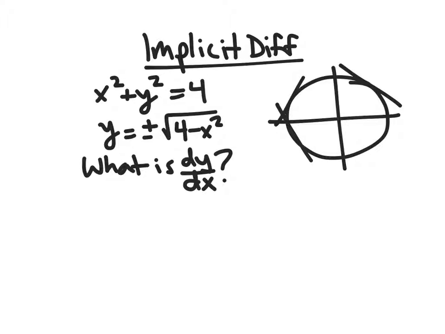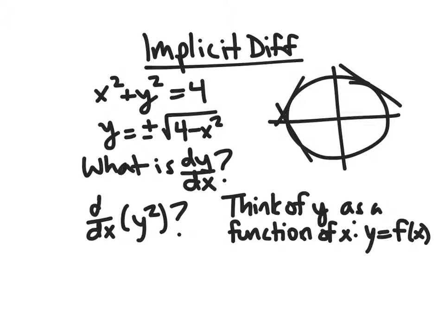Taking the derivative with respect to x of x squared and 4 is easy. We know how to do those. The real question is, what is the derivative with respect to x of y squared? Here, the trick is to think of y as a function of x. As x changes, y is going to change, so there's this dependence of y on x. We don't have a formula, but we can write y equals f of x, just meaning it changes depending on x. If we rewrite this using that, we get d dx, derivative with respect to x, of f of x squared.